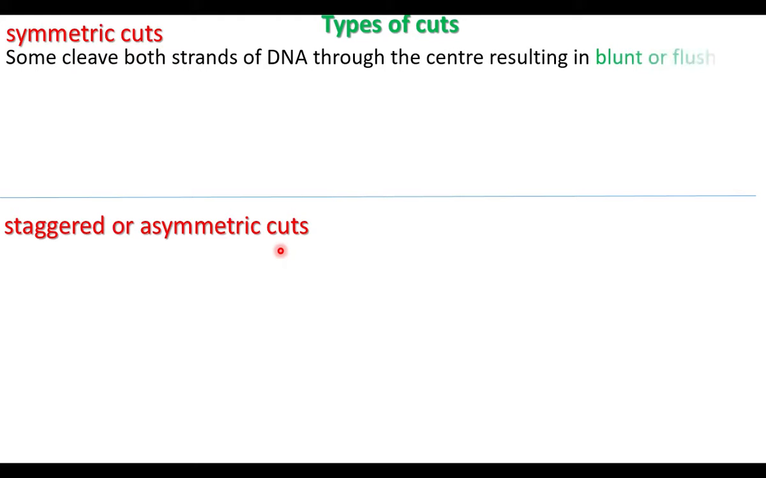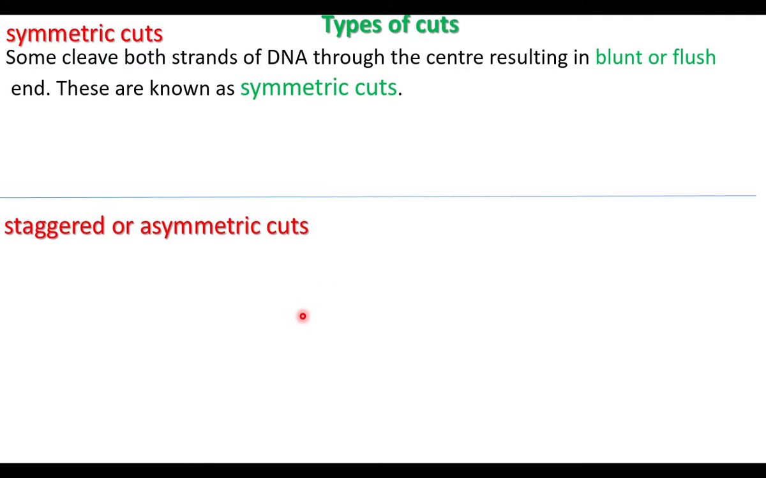There are two types of cuts made by restriction enzymes. Symmetric cuts are even cuts. DNA is cut evenly at the middle. Staggered or asymmetric cuts are uneven cuts. Uneven cuts produce sticky ends. Some enzymes cleave both strands of DNA through the center, resulting in blunt or flush ends. These are known as symmetric cuts. Symmetric cuts produce blunt ends.